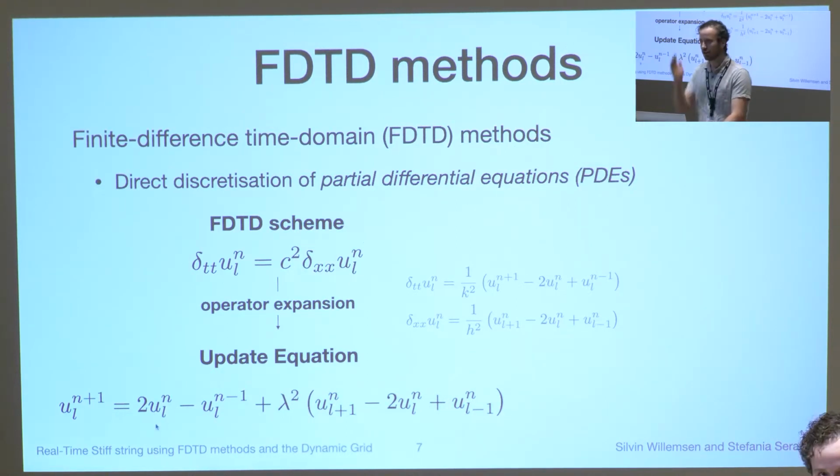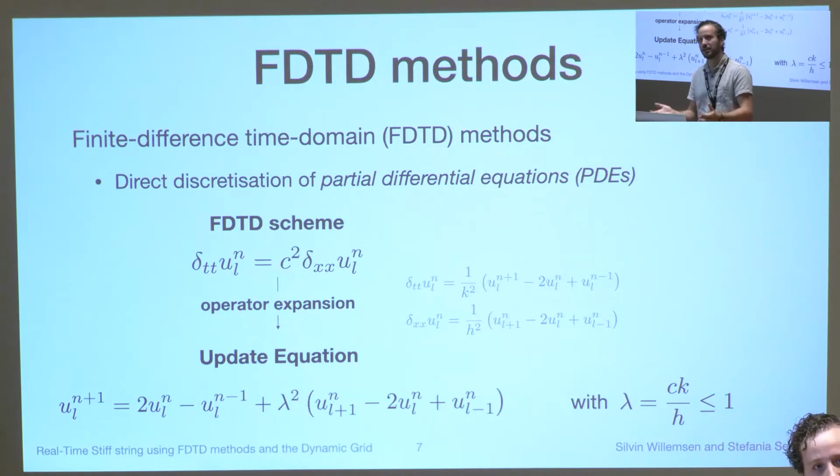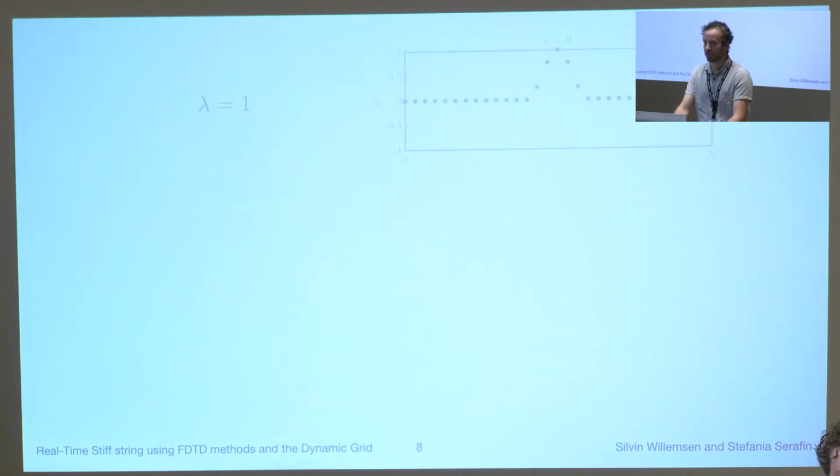So here l is the spatial index along the grid. Now we have another variable here, lambda, which is defined as the wave speed times the time step over the grid spacing. This is referred to as the Courant number. And this needs to abide a stability condition, and it needs to be smaller than or equal to 1 in order for the system to be stable.